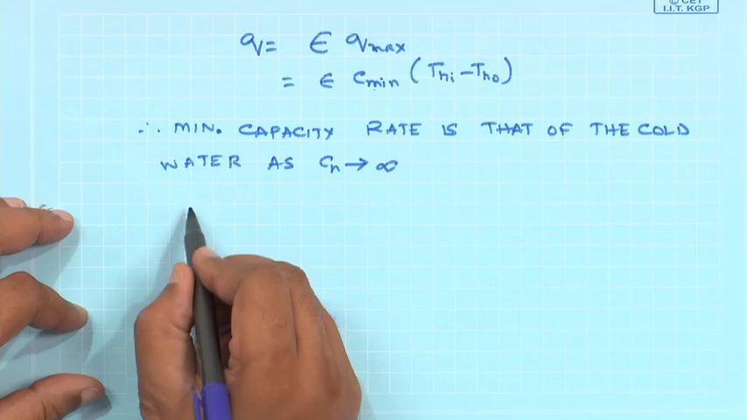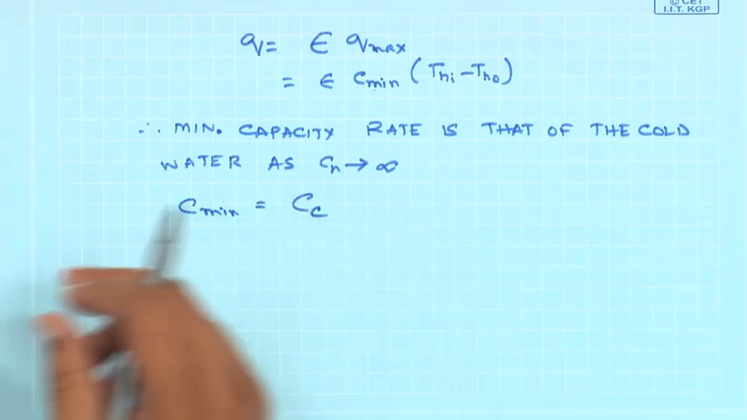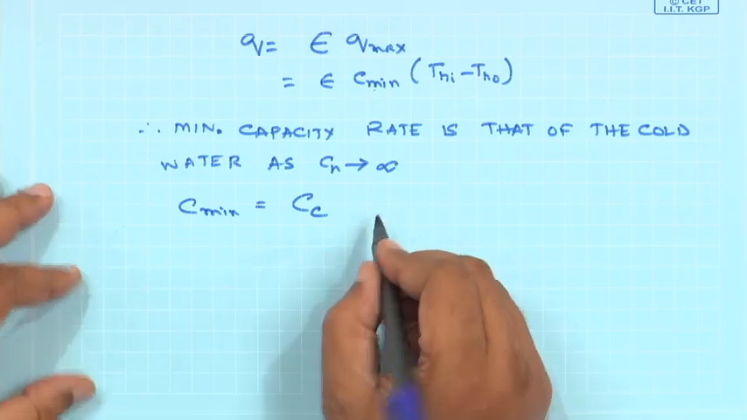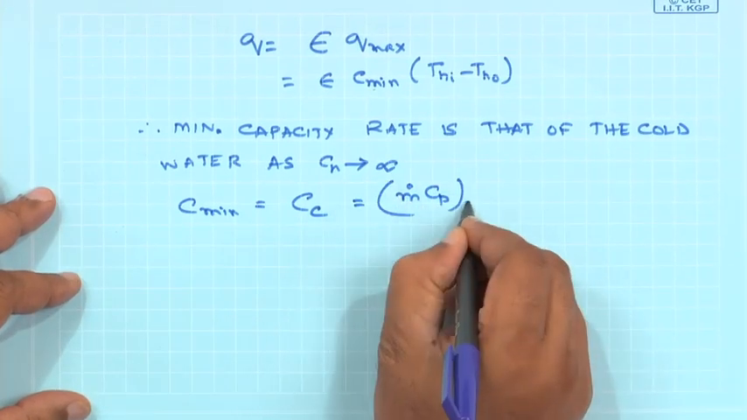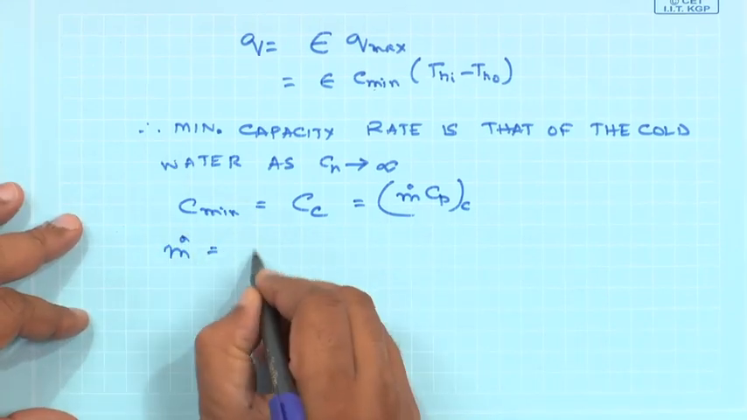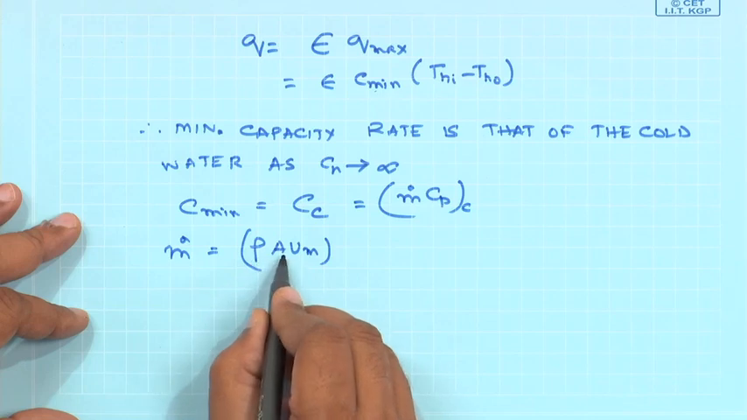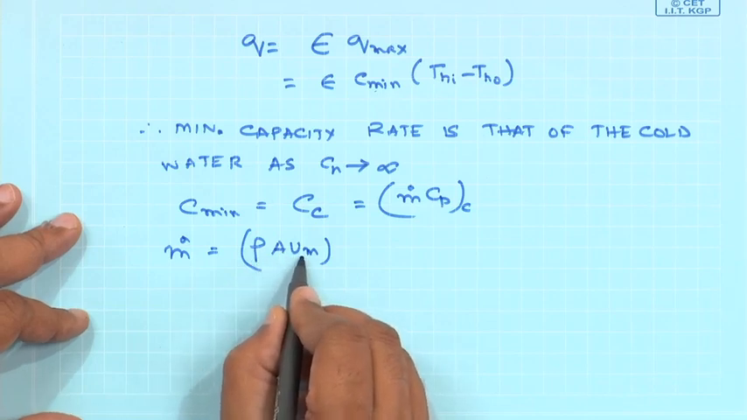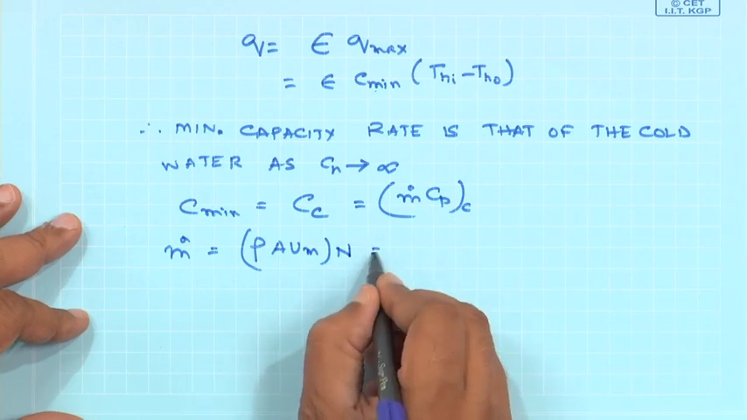So, with C_h tends to infinity, my C minimum is going to be C of the cold water, and C of the cold water is m dot C_p, all related to cold water. So, what is m dot? It is rho A u_m. This is the flow rate of water through one tube. I have n number of tubes which are present in here.